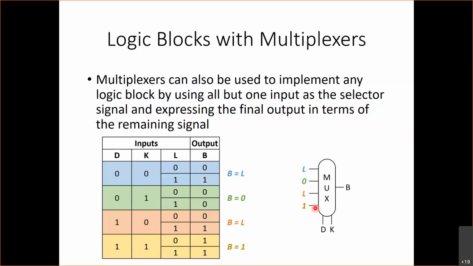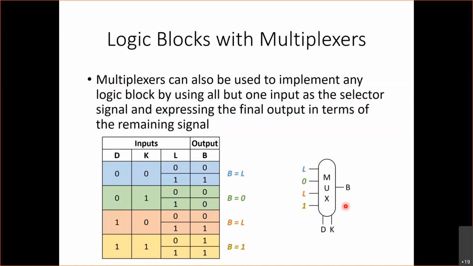And then finally, for the last one where d and k are 1, 1, we're going to have B equals 1. Okay, so we're going to put a 1 over here. So this is how we can use a multiplexer to implement the circuit specified by this truth table on the left. Now again, this is not necessarily the most efficient way to implement this circuit.